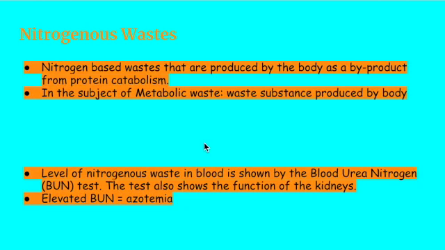The level of nitrogenous waste in the blood is shown by the blood urea nitrogen test, or BUN test for short. This test also shows the functions of the kidneys. An elevated BUN can signify azotemia, which can progress to renal failure.